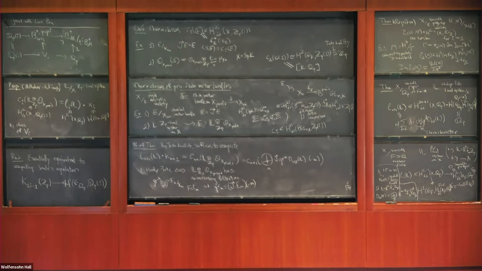Any questions? How does this class behave when you do a field extension? I think it commutes with pullbacks. So if I base change this to an extension of my number field, the class would just get restricted to the open subgroup of the Galois group.